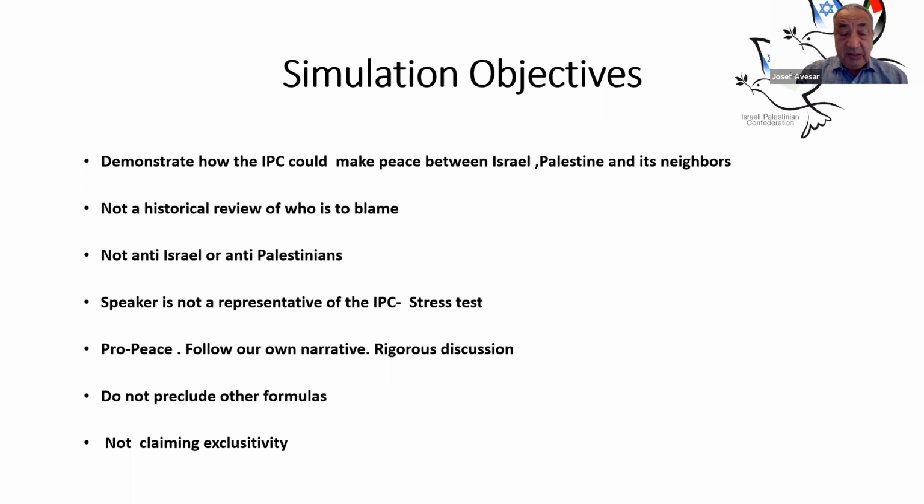We are pro-peace. We follow our own narrative, and we expect that when the Israeli-Palestinian Confederation government is created, it will follow its own narrative. It's not going to be Israeli or Palestinian. It's going to have its own narrative, and it should, because it would be a government for the whole area of Israel, the West Bank, Gaza, and Jerusalem, and it will have its own narrative. It will have its own point of view.